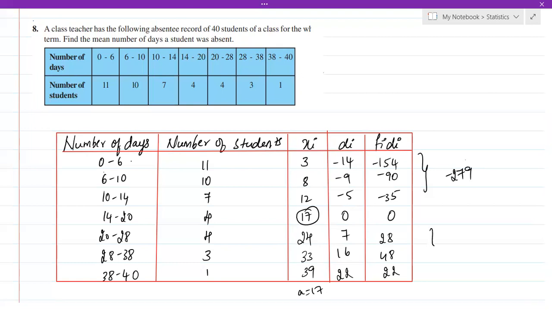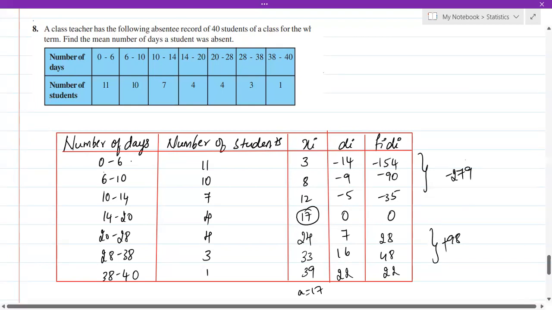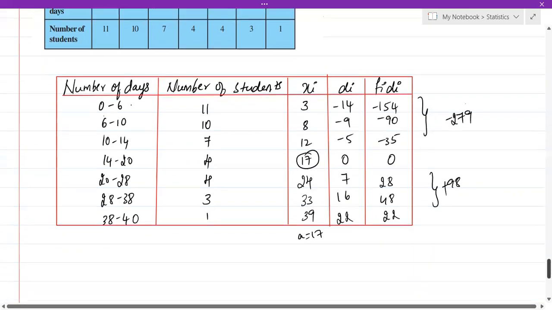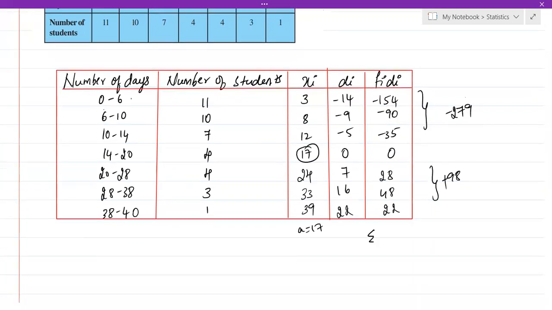Yeah, and if you add all those things, 98. Okay, and minus 279 plus 98, it becomes minus 181. Yeah, minus 181. So summation fi di will become minus 181.